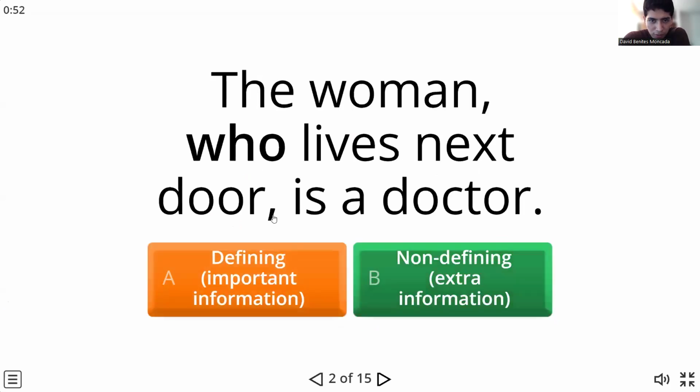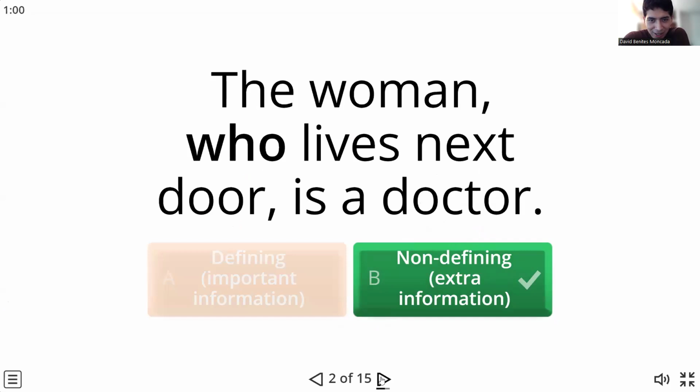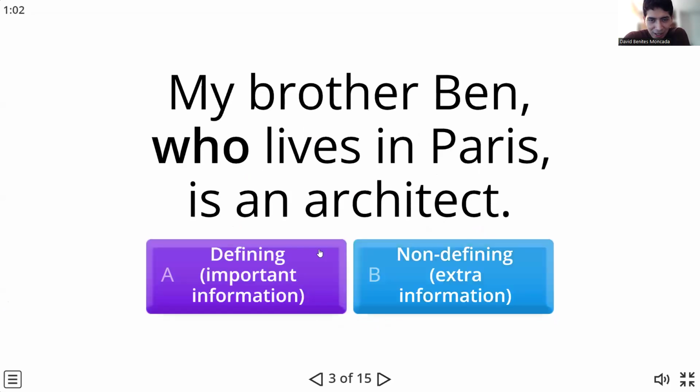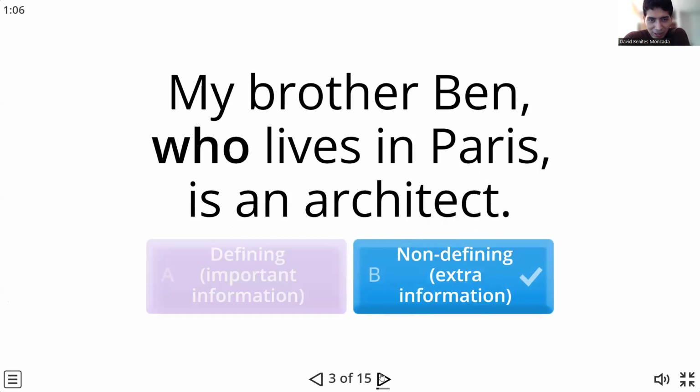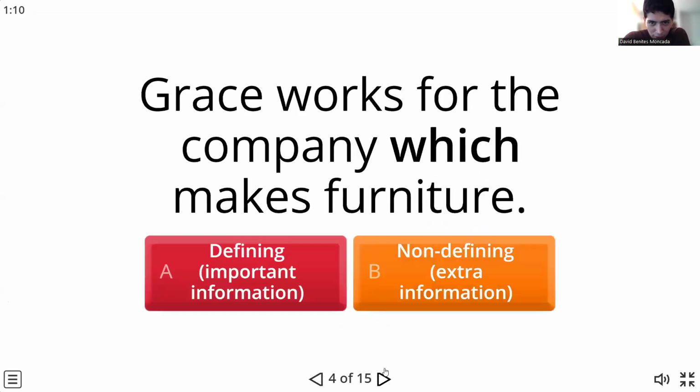A ver, aquí, mira, aquí hay comas. ¿Qué va a ser? Non-defining. Ni siquiera leemos, ¿te das cuenta? Nos preguntan que dominemos el uso de comas. Aquí, quickly. Non-defining. One more. Environment. Defining. Okay. Pretty simple for you. Vamos a cambiar de nivel.